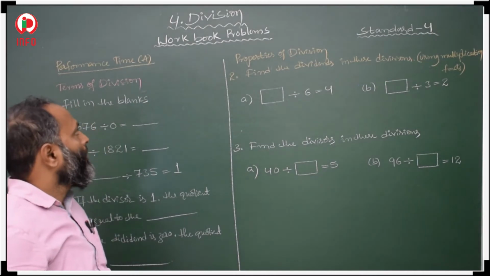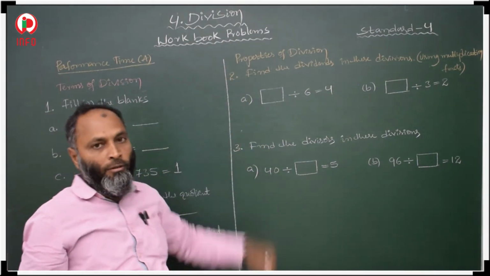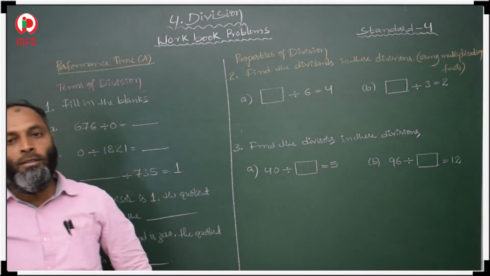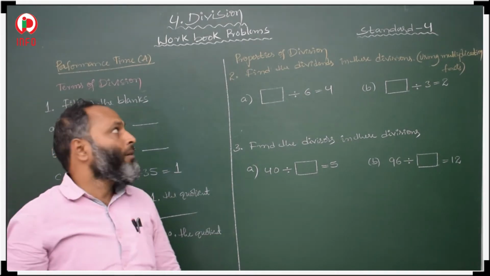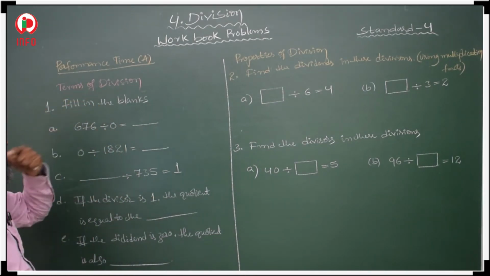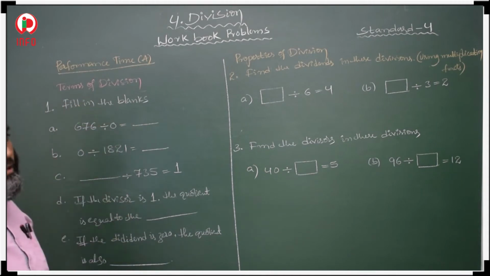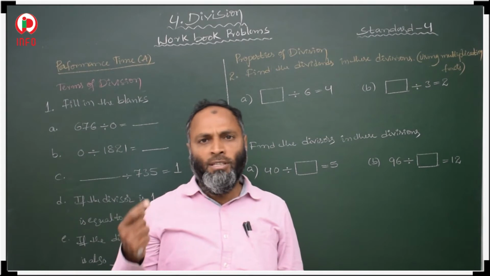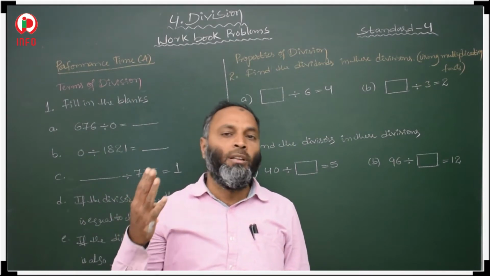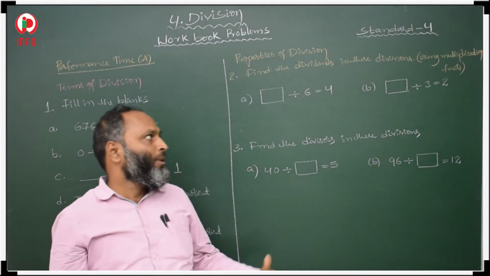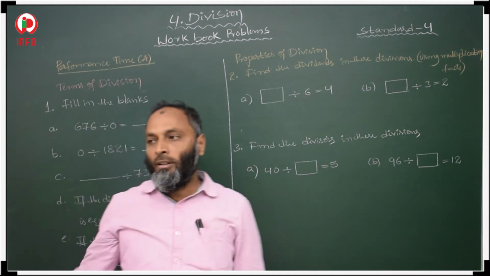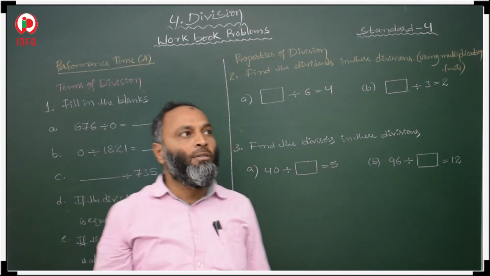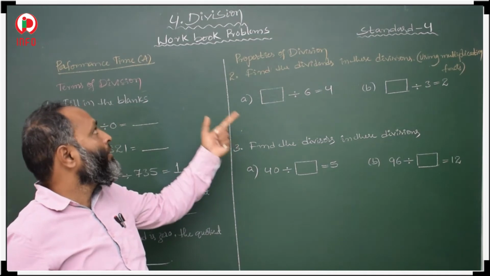Yes, now we are going to do our workbook problems. We recapitulate what we did from our textbook. In performance time A, first the terms of division. What are the terms? Divisor, dividend, quotient and remainder, these four terms we discussed, and properties of division also we discussed. On the basis of these two, we are going to do question number 1 and question number 2 from our textbook.